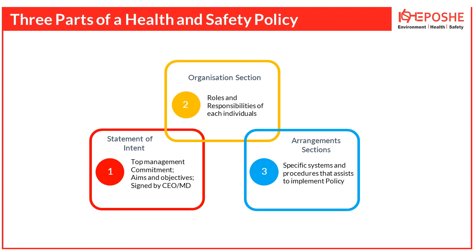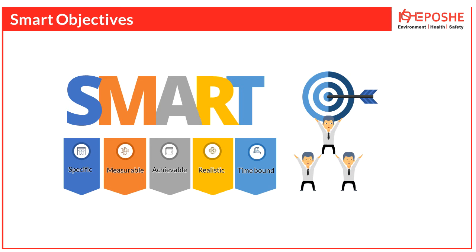The policy must be developed and communicated at all levels in the organization. The policy must be prepared by the organization, and not someone external to the organization, as the policy has to address key issues within the organization. Health and safety performance targets are a significant part of the statement of intent. Organization must set SMART targets, which means the targets must be specific, measurable, achievable, realistic, time-bound.